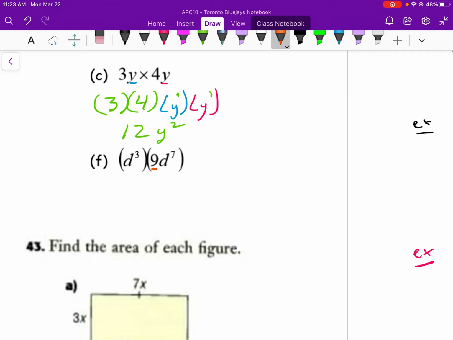So I'm going to group all the coefficients, 9. And then I'm going to group all the variables. It's d to the power of 3 times d to the power of 7. Now notice I just put a dot there. So right now, my coefficients multiplied together is 9. My variables is d to the power of 10.